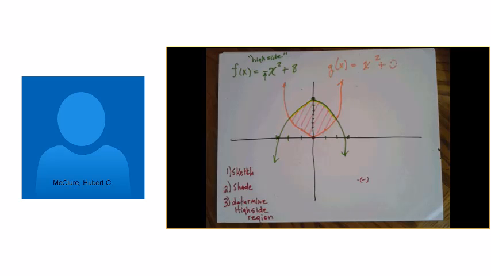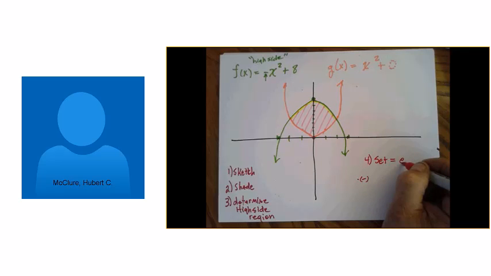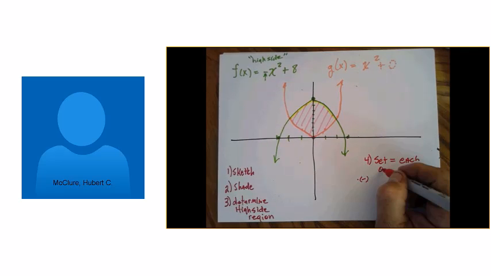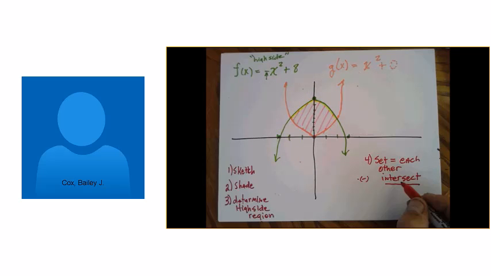Now, after you found your high side, four, we set equal to each other. And when we do that, we're finding where they what? Intersect. This is very important. Why is it very important? Because I don't care where you are. I don't care what subject you're in. I don't care what college you're at. I don't care if you're in academia or the real world. Anytime you want to find the intersection of two lines, what do you do?